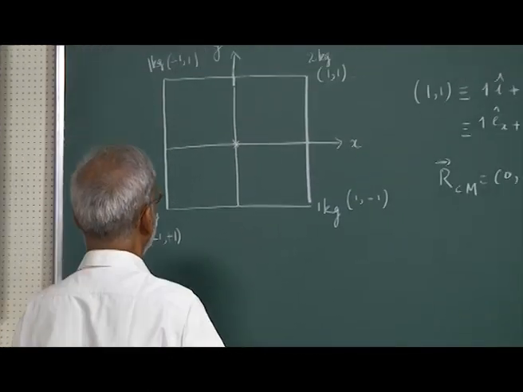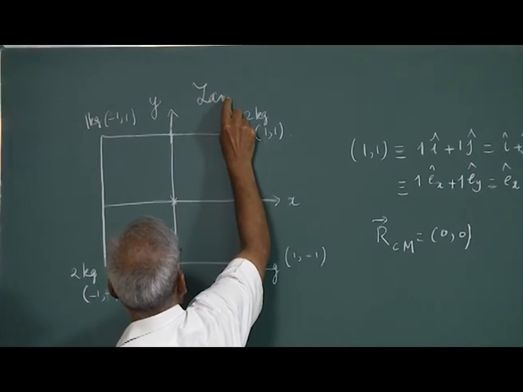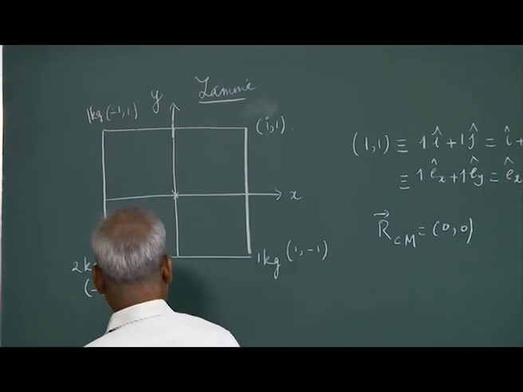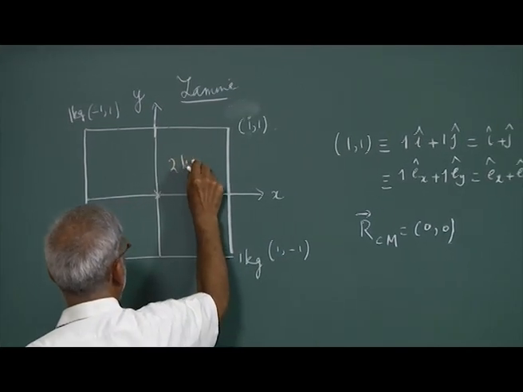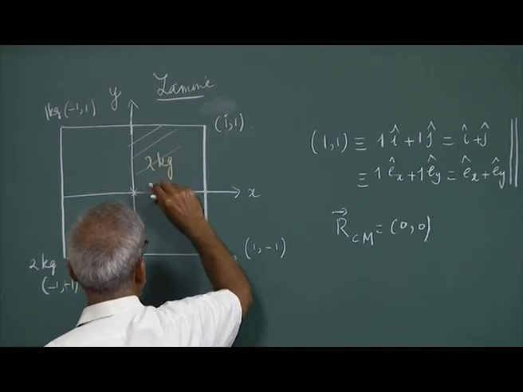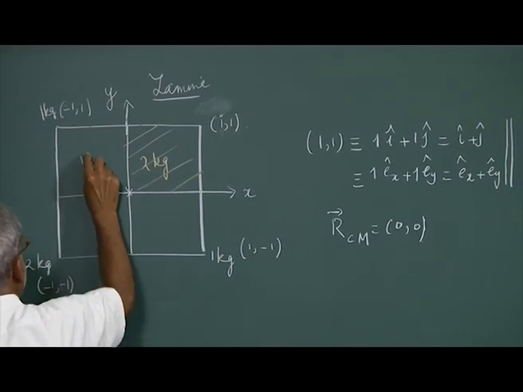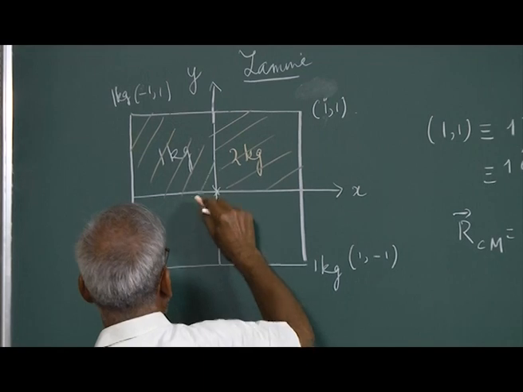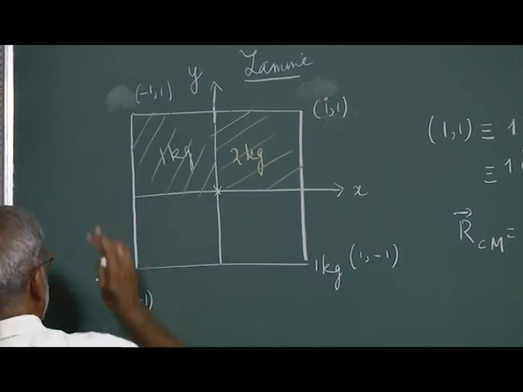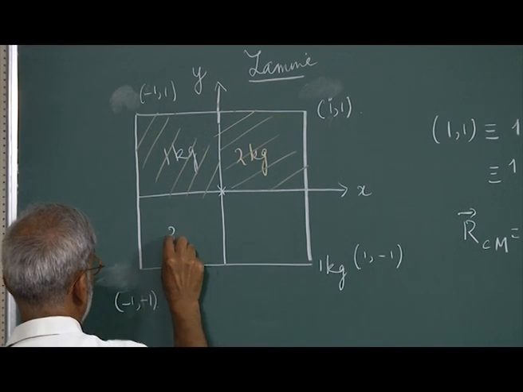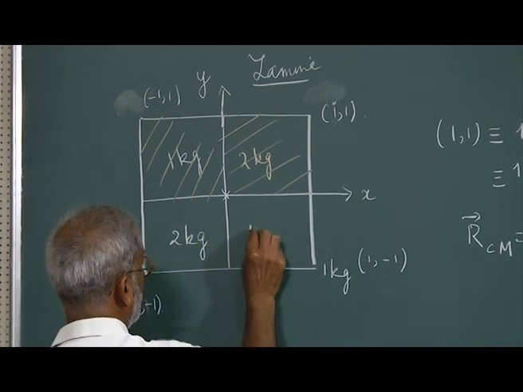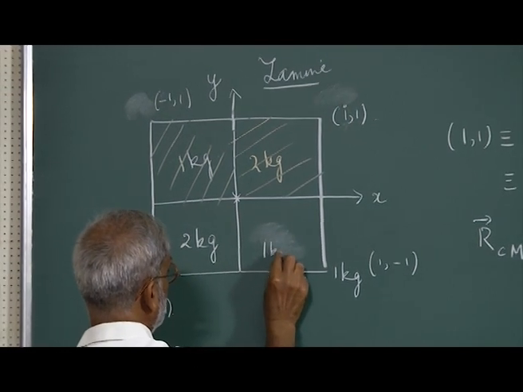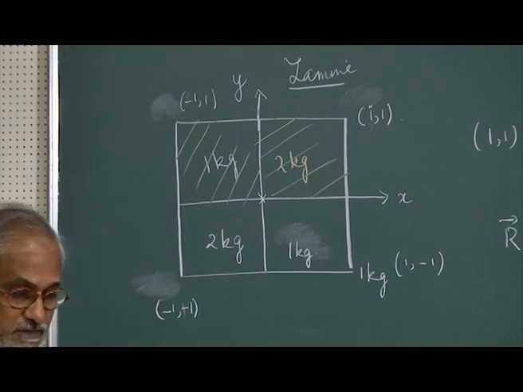Suppose it is a lamina, this is the second one, where this portion has 2 kilograms as weight, and this portion has 1 kilogram as weight, but it is a lamina of uniform thickness. Okay, this is 2 kilograms, this is 1 kilogram, this is 1 kilogram. So, we want to calculate the center of mass of this system.